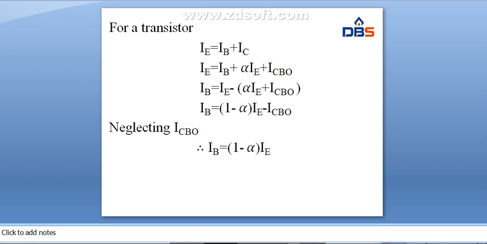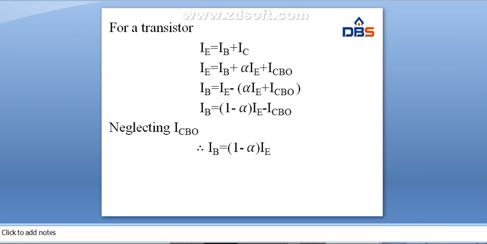For the transistor, we can write IE equal to IB plus IC. So emitter current is a combination of both base current and collector current. In place of IC, we write alpha IE plus ICBO, so IE equals IB plus alpha IE plus ICBO. From this, IB equals 1 minus alpha into IE minus ICBO. Neglecting ICBO, IB becomes 1 minus alpha into IE.